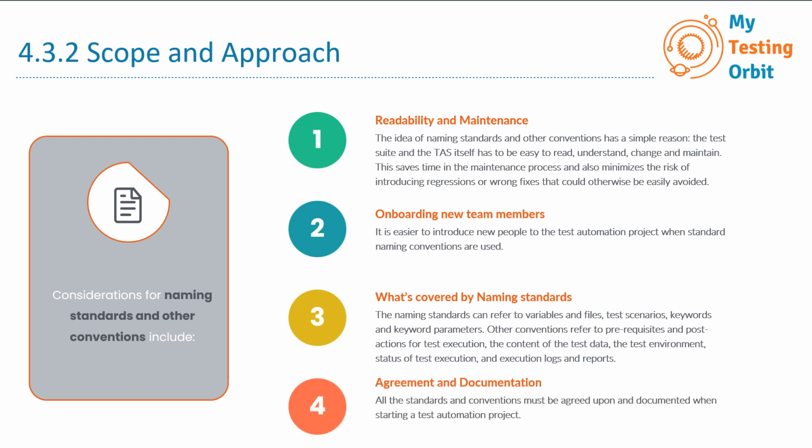Number four, agreement and documentation. All the standards and conventions must be agreed upon and documented when starting a test automation project. So just as in a library where there are library rules and policies, your TAS project also needs clear guidelines. Standard naming conventions are like the rule book that every member of your test automation team follows. This agreement ensures that everyone is on the same page when it comes to naming test cases, variables, or test files. It's like having a documented agreement that fosters collaboration and consistency.